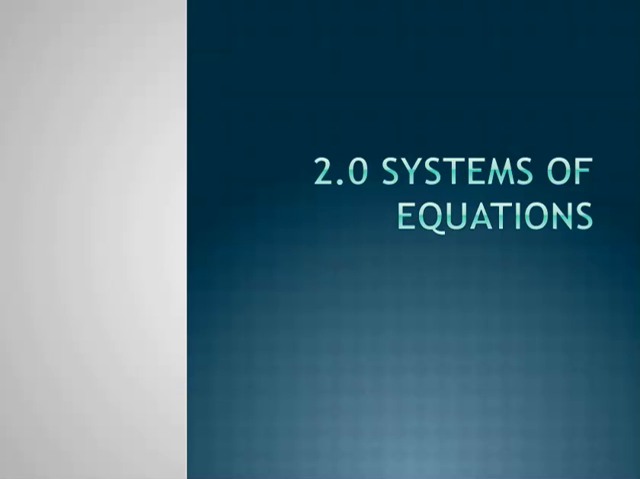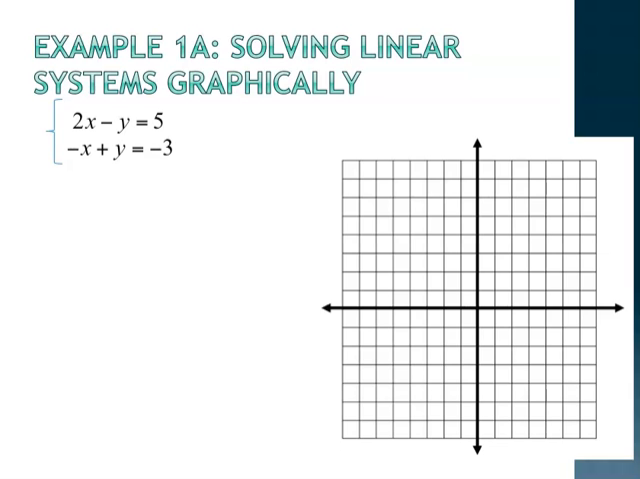So take a look at the first example. We have 2x minus y equals 5 and negative x plus y equals negative 3. Now, in this example, we are going to solve the system graphically. That means I'm going to graph both of these equations and find where they intersect.